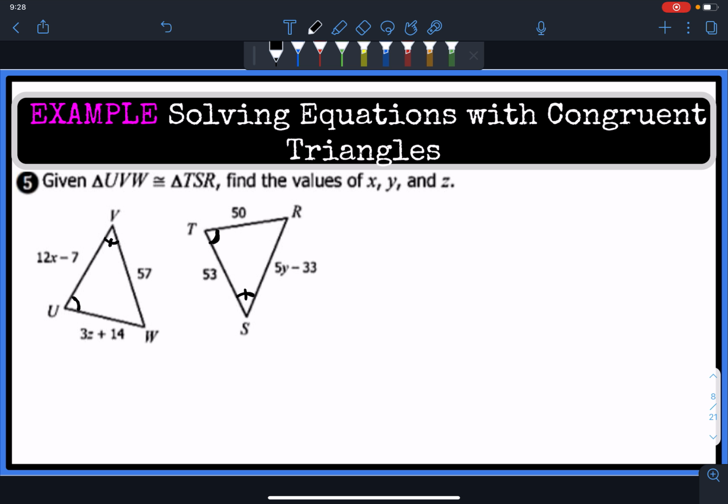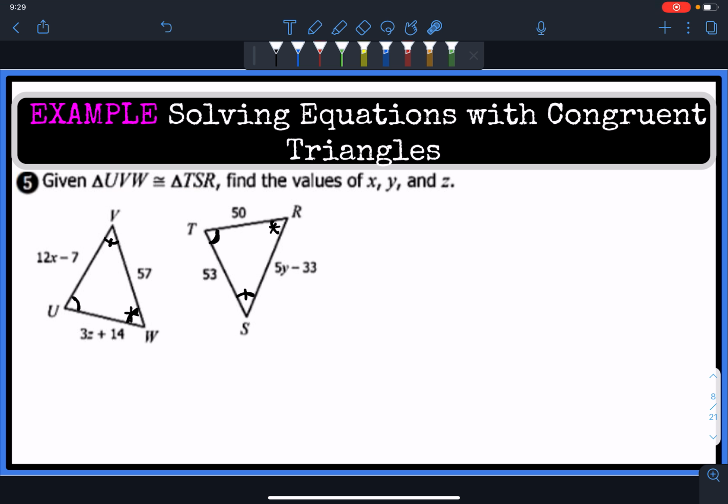W and R are going to be congruent, so I'm going to use the same little semicircle, the little curve, but a different marker. I'm going to use a little X there to indicate that those two are congruent. And the same thing with the sides. From U to V, the first to second letter is congruent to T to S.